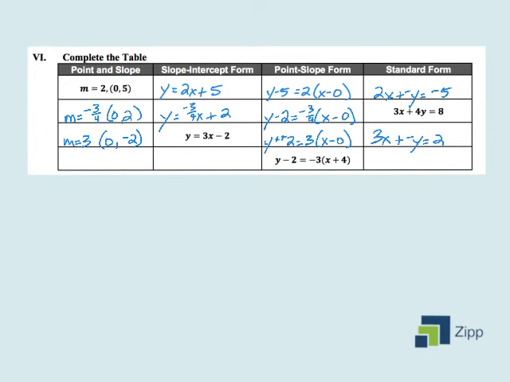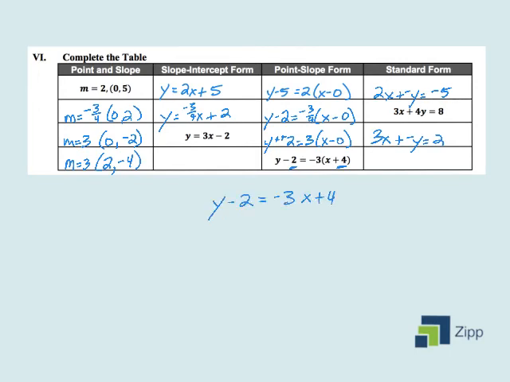Let's go from point-slope form. The first thing that we know is we have the slope, and our slope is 3. So I'll write m is 3. I also have a point, and that point is 2, -4. It's -4 because I would have to go minus -4 to get x plus 4.